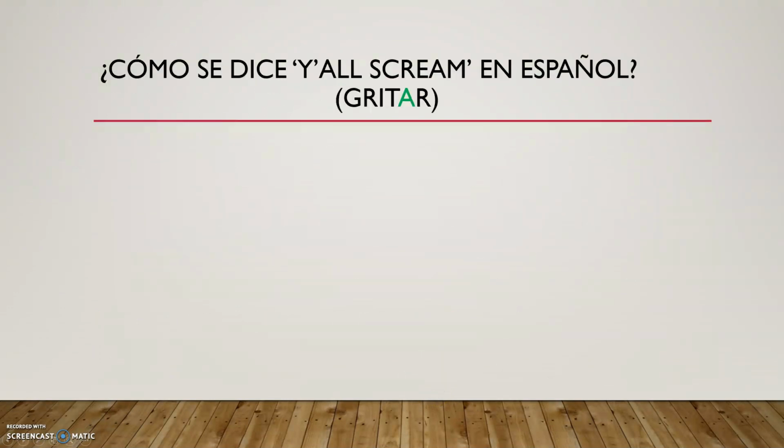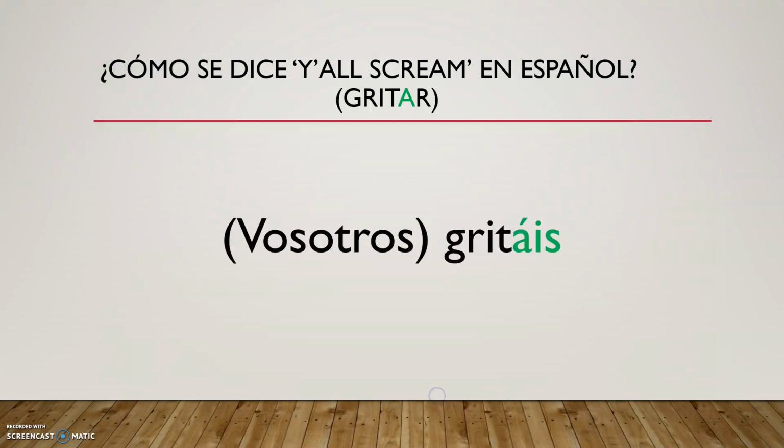¿Cómo se dice y'all scream en español? So we're looking for the vosotros form of the verb gritar. Es vosotros gritáis, or simply gritáis. Since the vosotros form is the only one that uses these AIS and EIS endings, you don't really have to say vosotros before the verb. But the correct answer is vosotros gritáis.